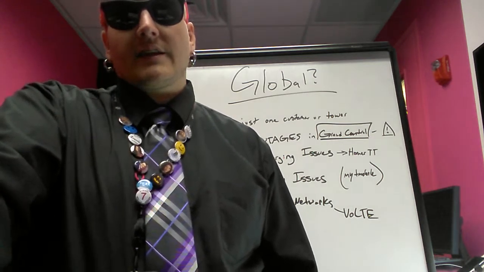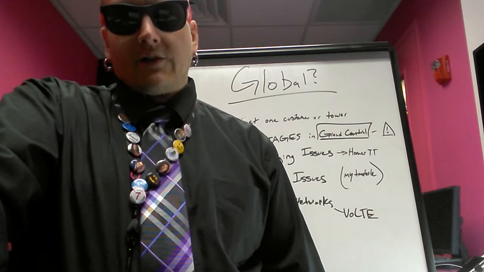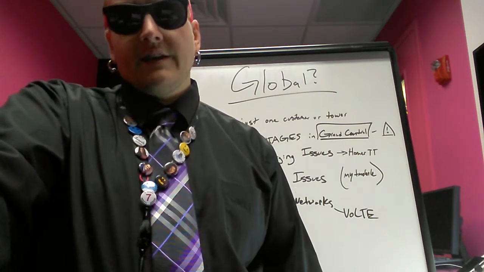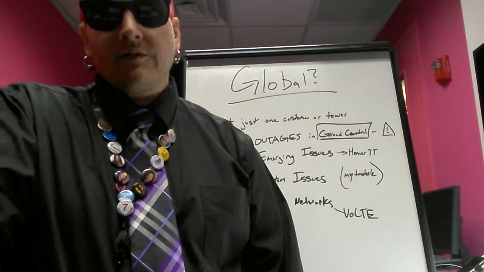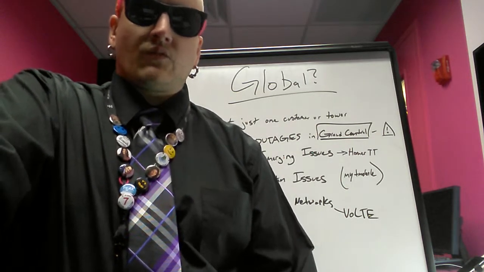So we're going to take the network and divide it into a global outage and a local outage. Today we're going to talk through global, and what does that mean when we say that? We mean that it is not just one customer or tower, so it's impacting multiple people. It's not just about this one customer.